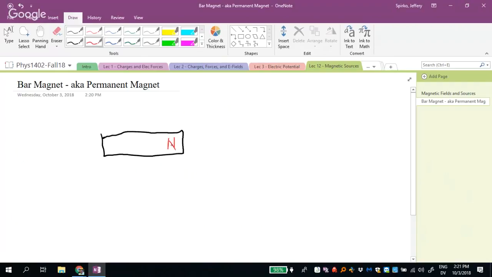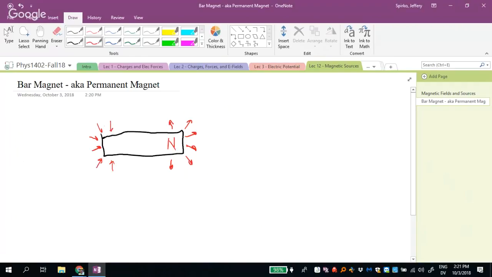And in lab this week, you should have seen that the magnetic field was pointing away from the north. And the other end would have magnetic field pointing inward. We call the other end a south. So we say the magnetic field points away from the north and toward the south.